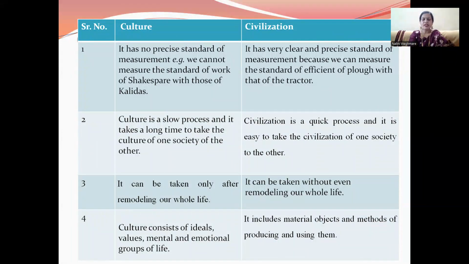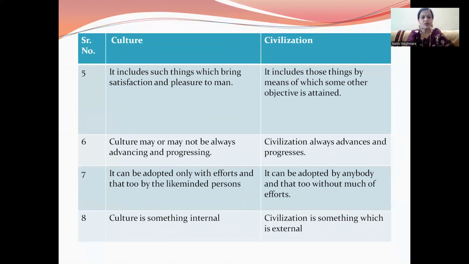Culture is a slow process and it takes a long time to take the culture of one society to the other, whereas civilization is a quick process and it is easy to take the civilization of one society to another. Culture can be taken only after remodeling our whole life. Civilization can be taken without even remodeling our whole life. So culture consists of ideals, values, mental and emotional groups of people, whereas civilization includes material objects and methods of producing and using them. So culture is something internal, whereas civilization is something external.